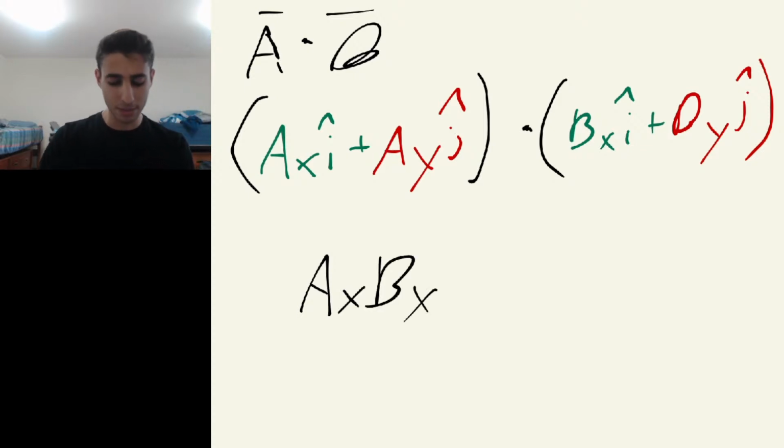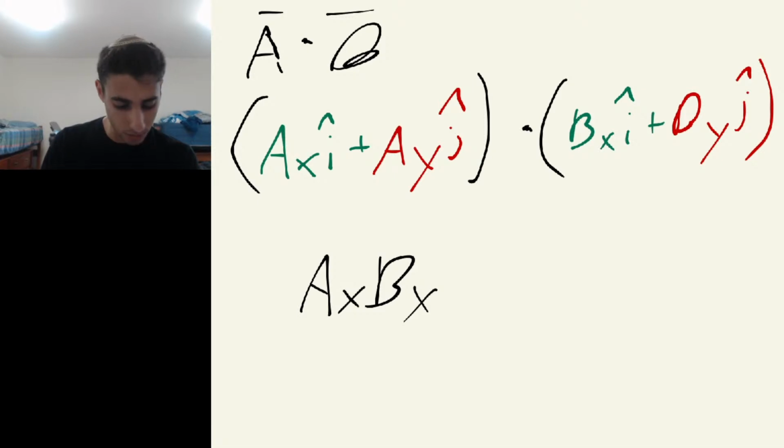So what is the magnitude of axi? Well, the i is just for our direction. And so the ax would be the magnitude. So the magnitude of axi is just ax. That times the magnitude of bxi, which is just bx, times cosine of theta. Well, theta between i and i is 0. And so it just comes out to be ax times bx.